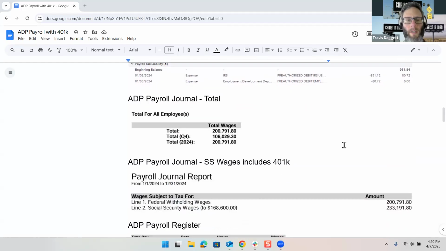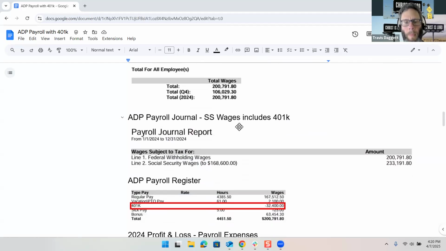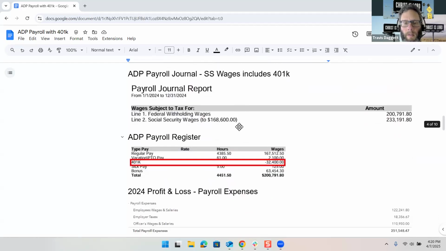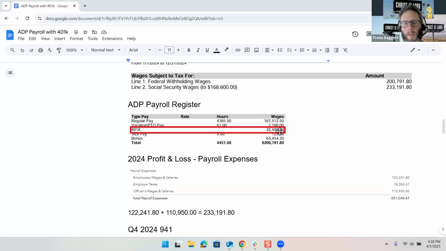Now we look at the ADP payroll journal, and we see here the total wages, which should match our P&L. But in this case, we see the federal wages and the Social Security wages are different. And then in their register, we notice that they actually deducted 401k to get to the 200, which should be added back to get the gross wages.